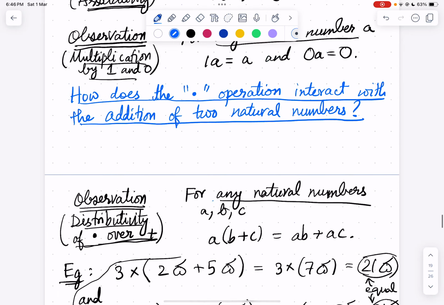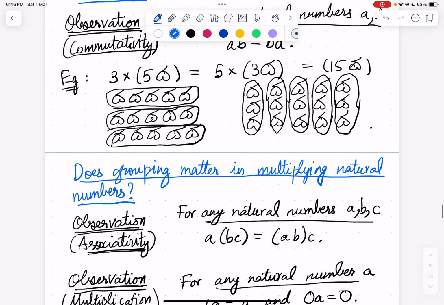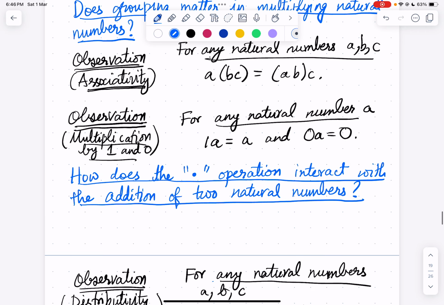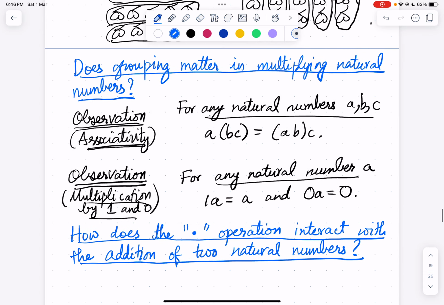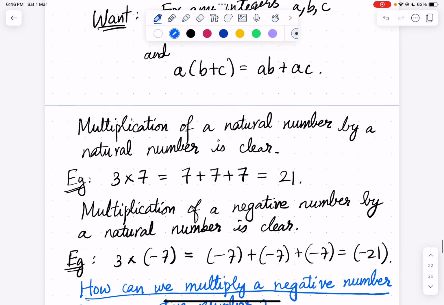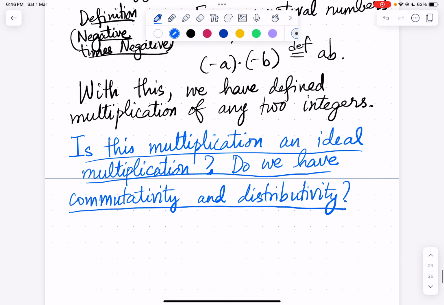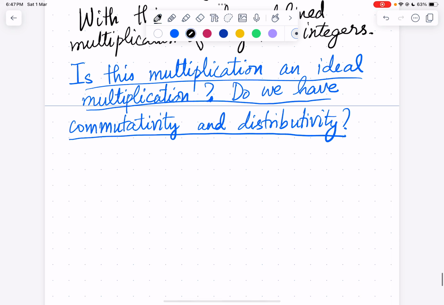So the key properties for multiplication of two natural numbers are that it is commutative, and we have distributivity as well. These are the key properties. Now that we have defined the multiplication of any two integers, is this multiplication an ideal multiplication like the one we want? Do we have commutativity and distributivity? It turns out yes.